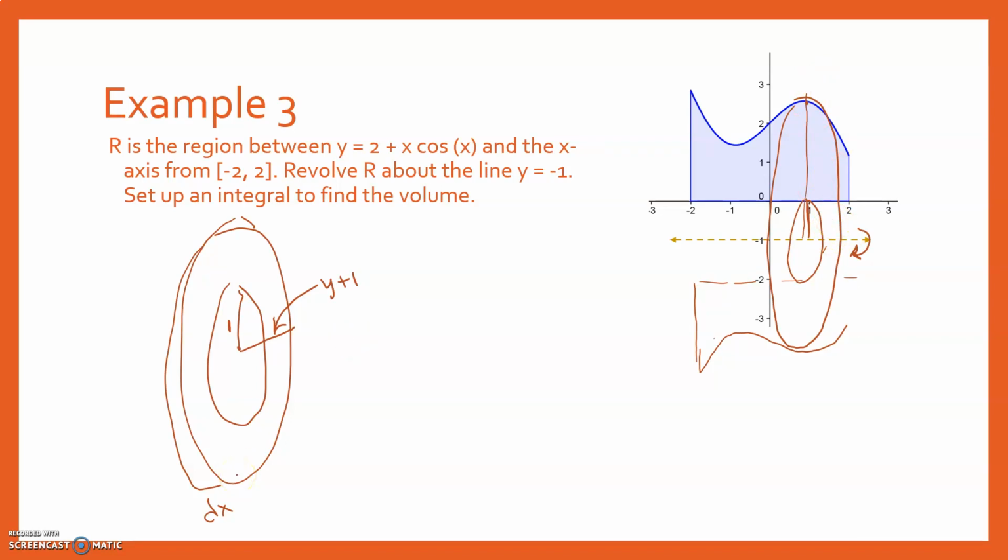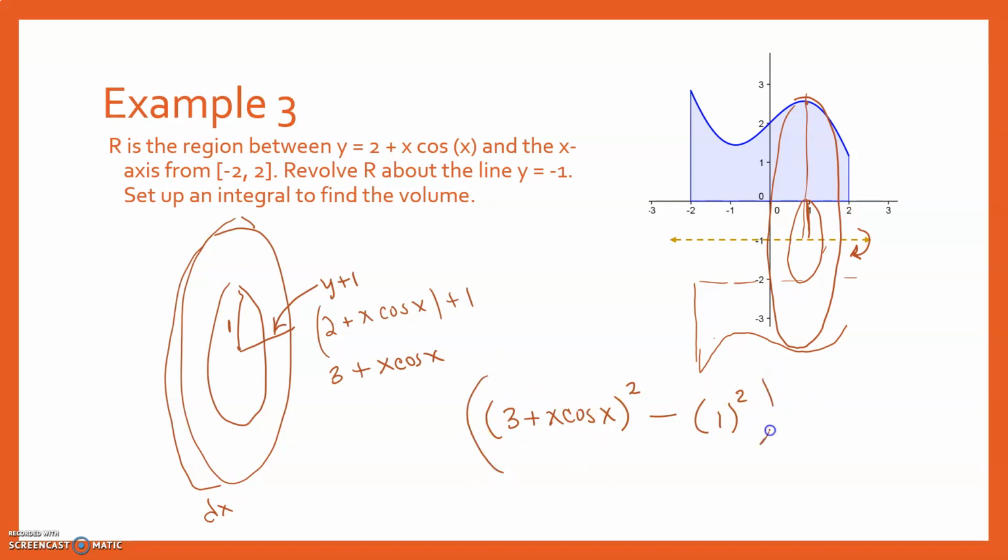Of course, we don't want it to be y because we have a dx, so we're going to call it 2 plus x cosine of x plus 1, or 3 plus x cosine of x. And so then when we do our volume, it's going to be this big radius squared minus 1 squared times the thickness, which is dx, times pi, and then we're going to integrate x-coordinates, so -2 to 2.